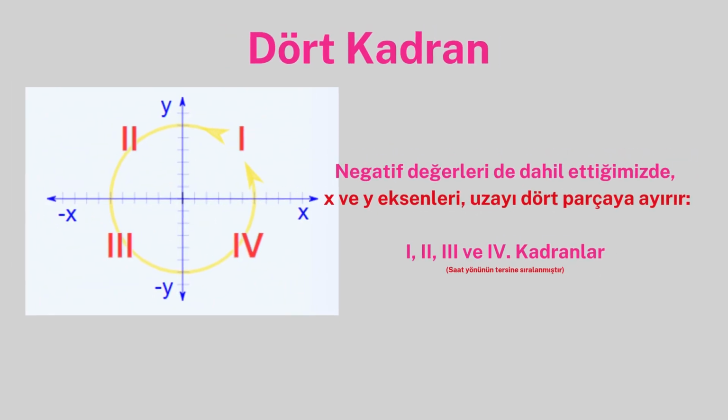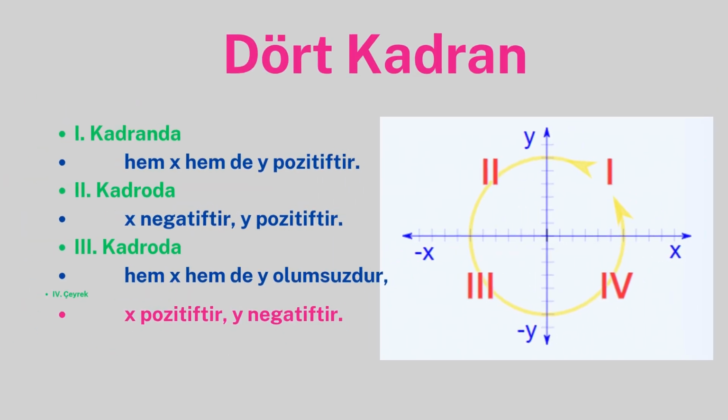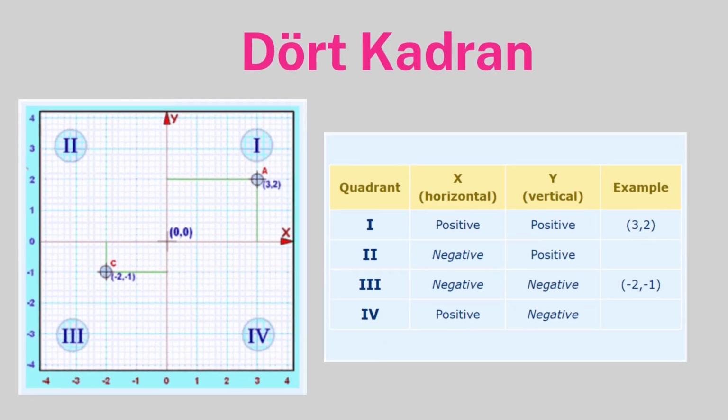Four quadrants. When we include negative values, the x and y axes divide the space up into 4 pieces. Quadrants 1, 2, 3, and 4. They are numbered in a counterclockwise direction.